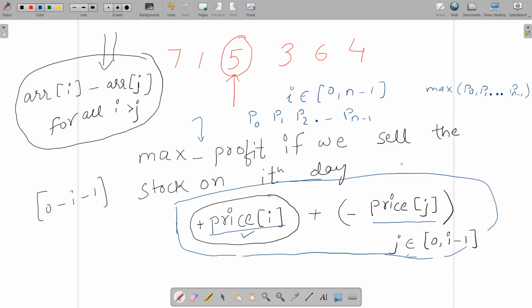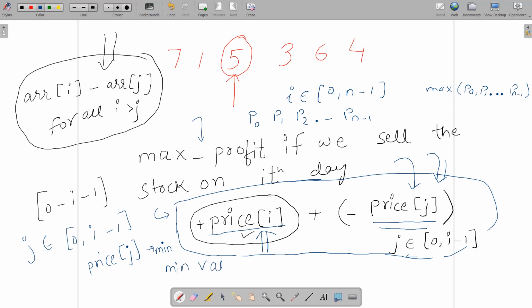Now again, what should be the suitable value to choose j within this range? We need to choose j among these indexes such that price of j is the minimum among all j in this range, because we need to maximize this term. This value is already fixed, so we need to minimize price of j so that the profit gets maximized. To minimize price of j, we need to choose the minimum value.